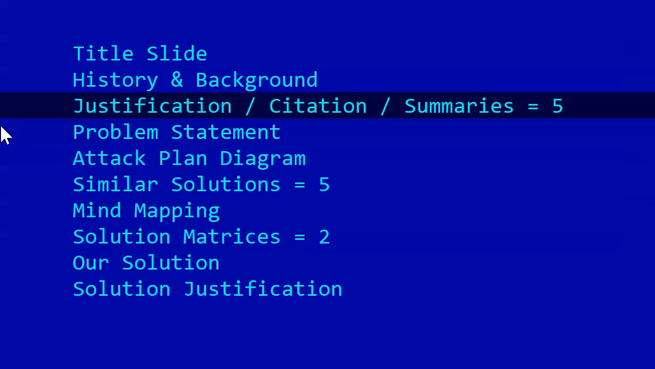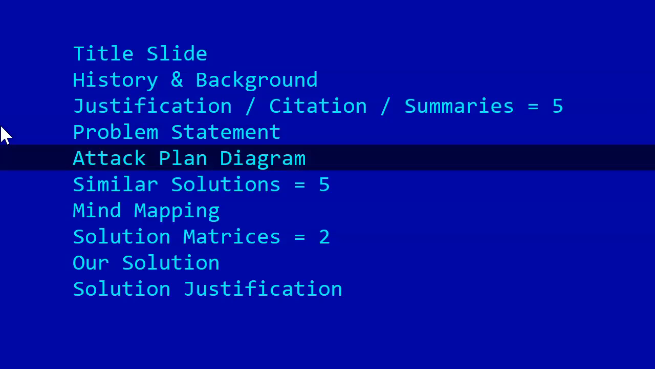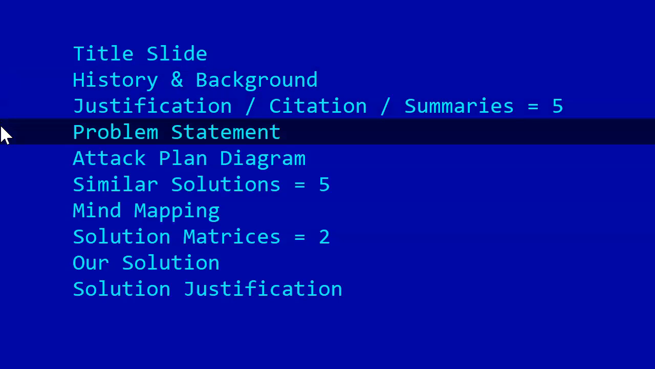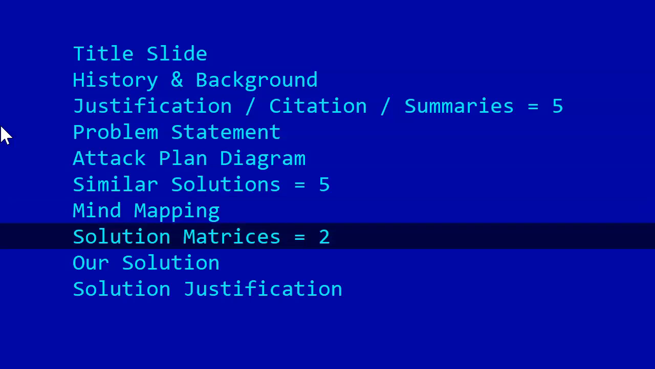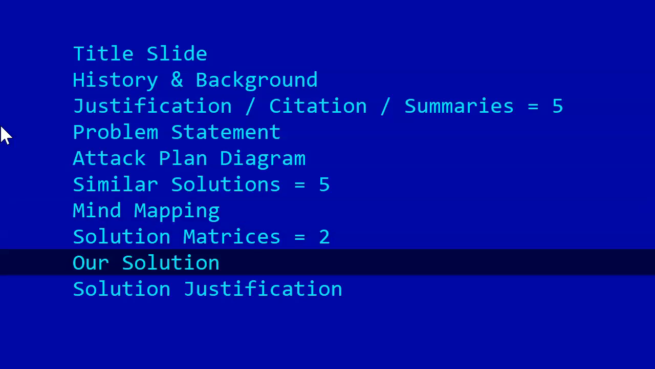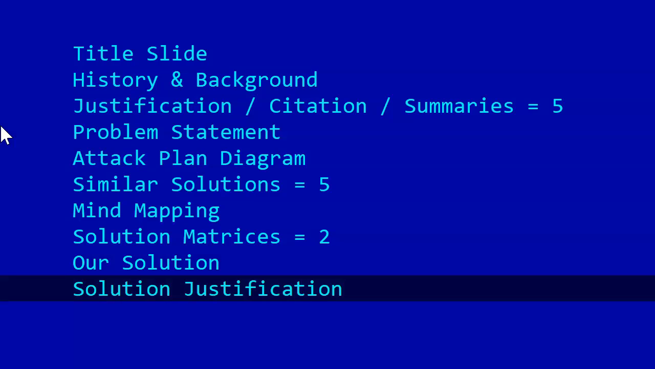So we talked about the justification and then the problem statement, the attack plan diagram. I had my problem statement in the wrong place, so follow this order. Attack plan diagram, 5 similar solutions, and some mind mapping, your solutions matrices, what your proposed solution is. This is not your design. This is saying this is what a solution should be able to do. And then the solution justification. Let's take a look at what those would look like.